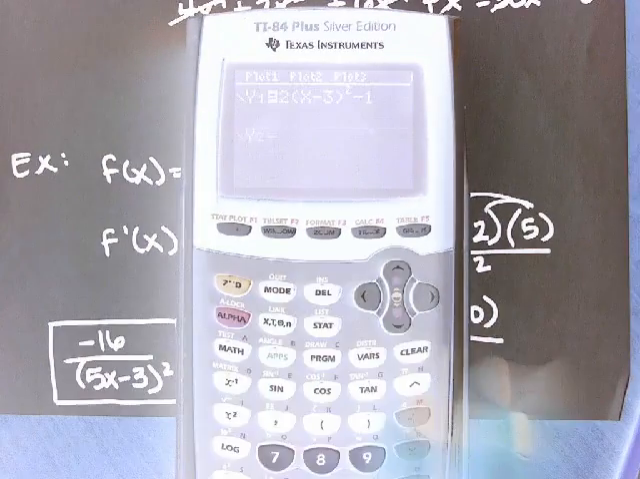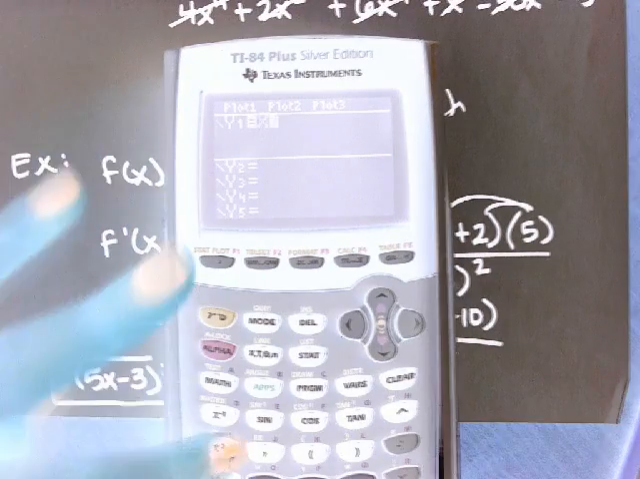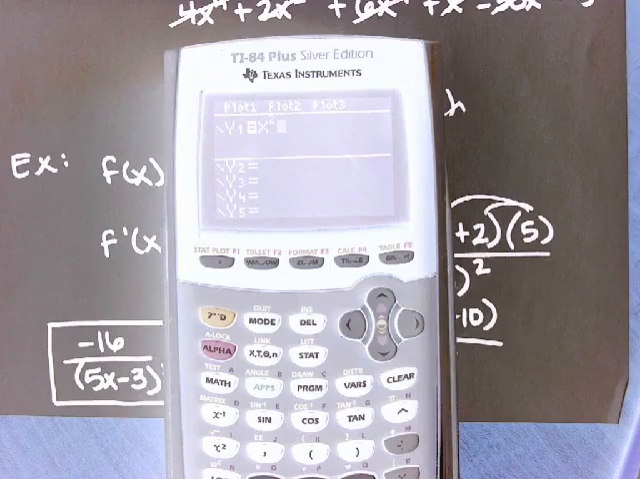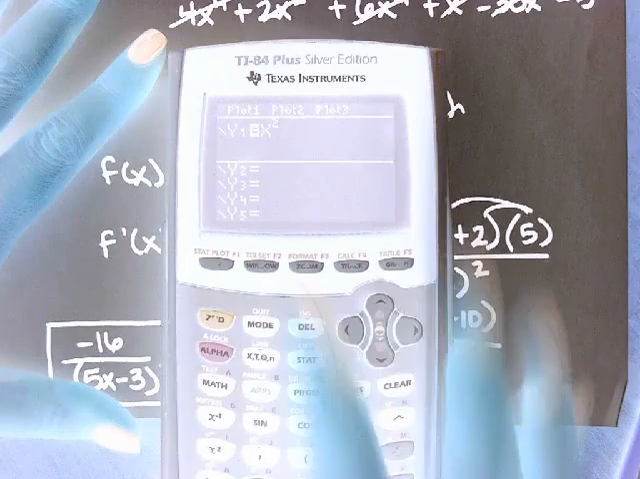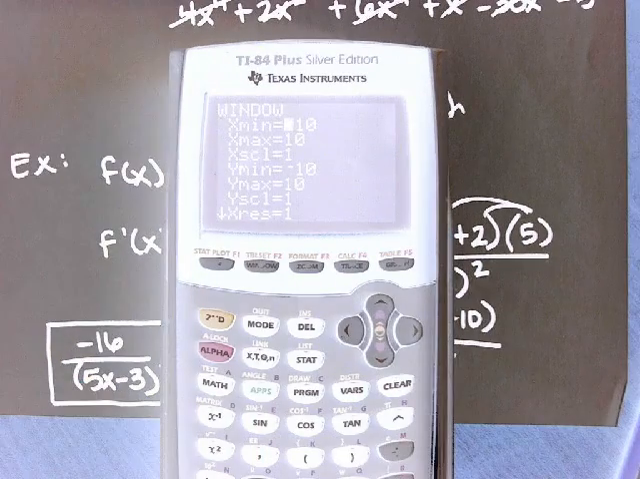Oh, well, I already did this video though, so. All right, go ahead and, for y1, we're going to type in x squared. And go ahead and make your window normal.